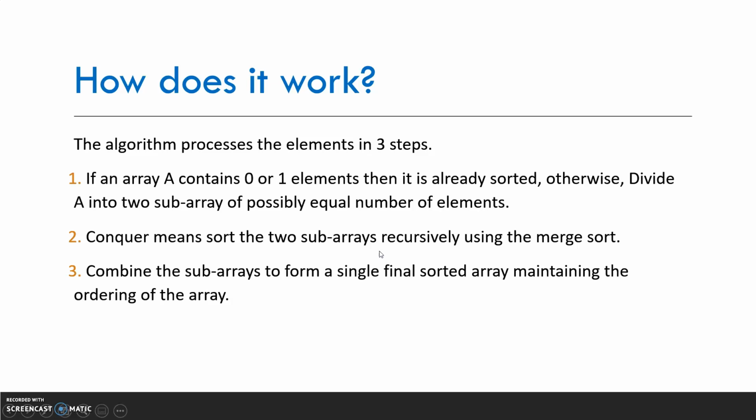So, how does it work? The algorithm has three main steps. If an array contains 0 to 1 element, then it is already sorted. Otherwise, divide the array into two subarrays of possibly equal number of elements. But in some cases, we might not get equal number of elements in subarrays.